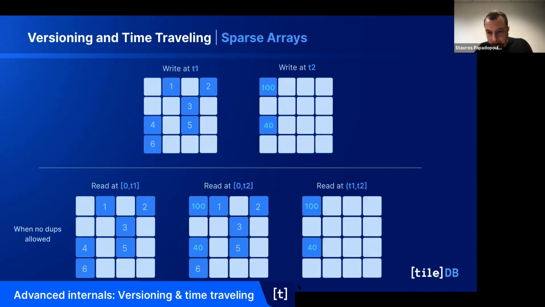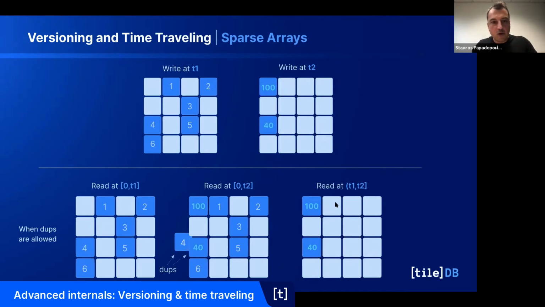The one thing that I want to mention for sparse arrays is that if sparse arrays allow duplicates, and this is specified in the schema, you can see it in the docs, then in this particular case where this write happened and this 40 effectively existed before. So if you don't have duplicates, you're not going to get the previous value. If you have duplicates, you're going to get it. And this, again, for certain applications, is very important to get the duplicates.